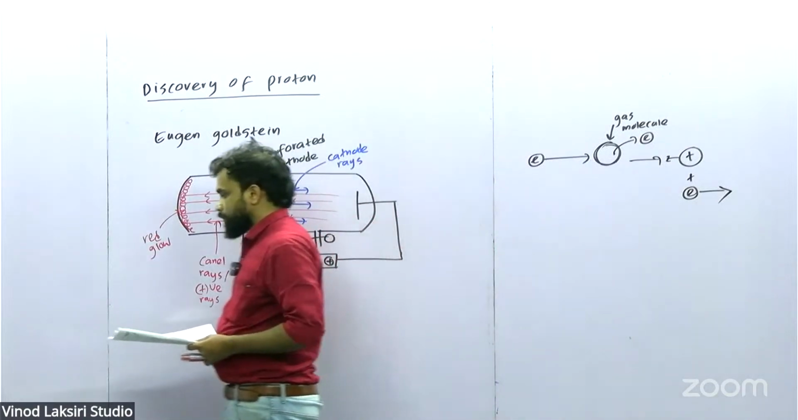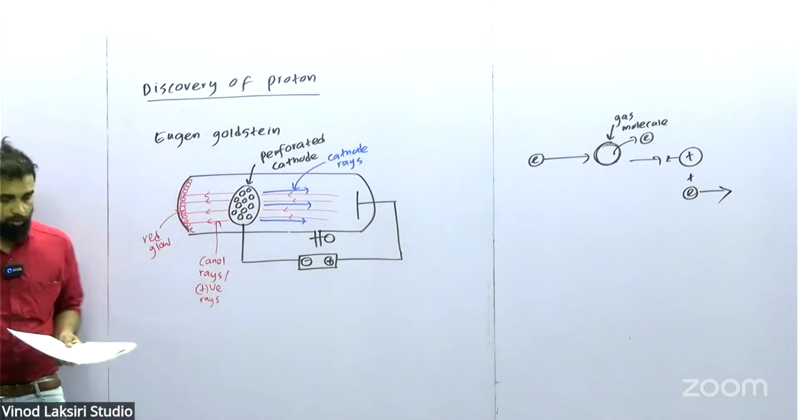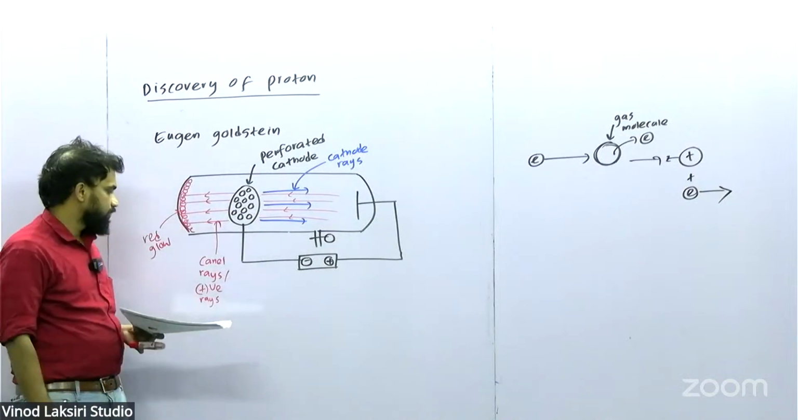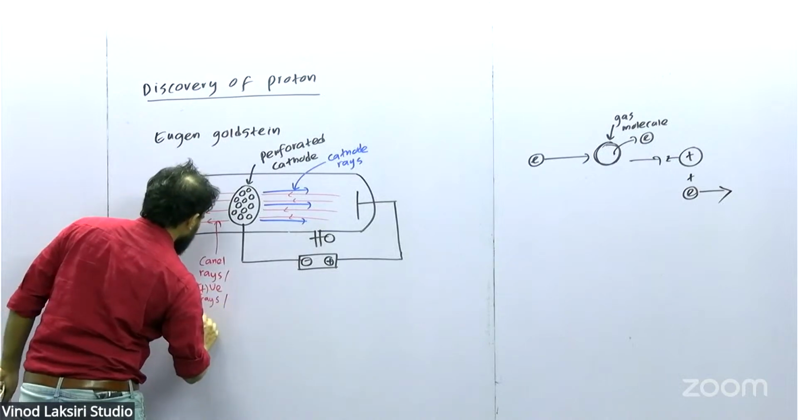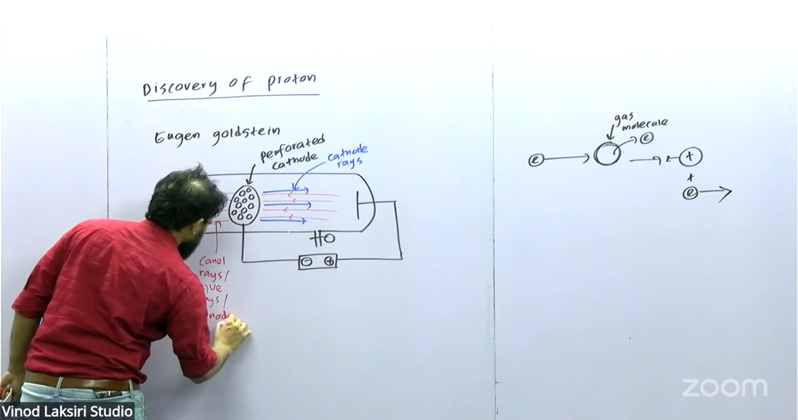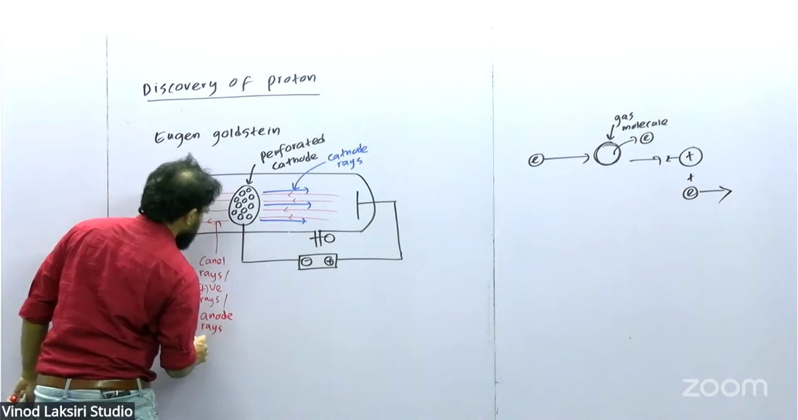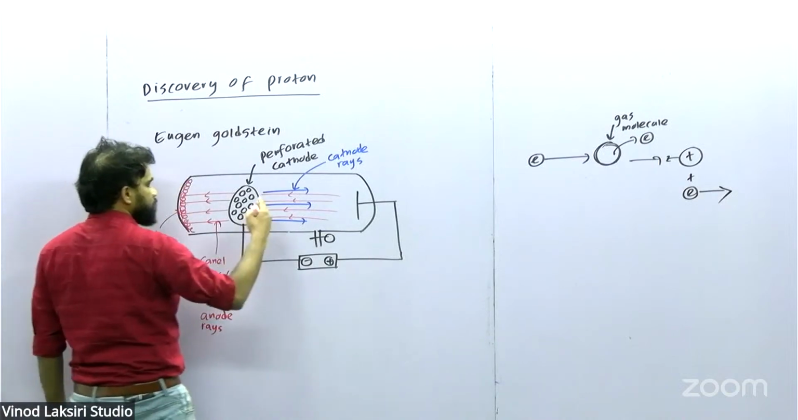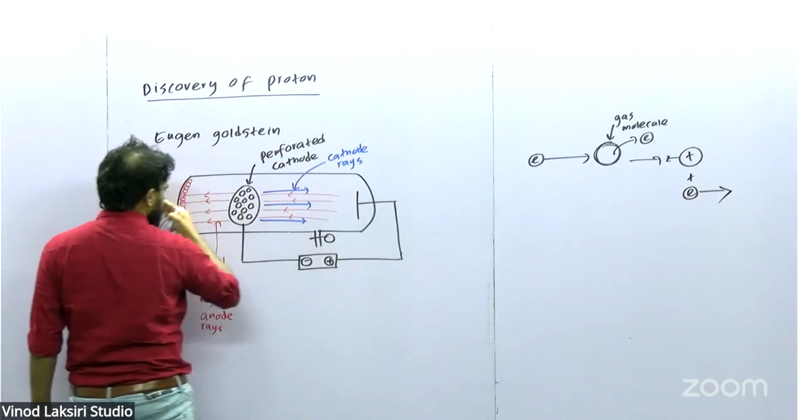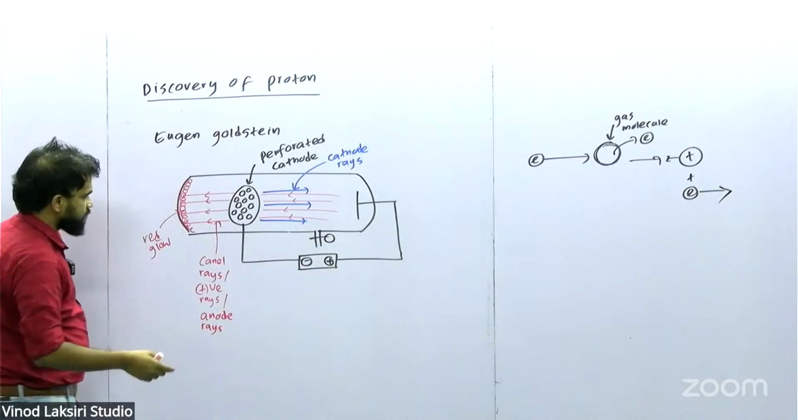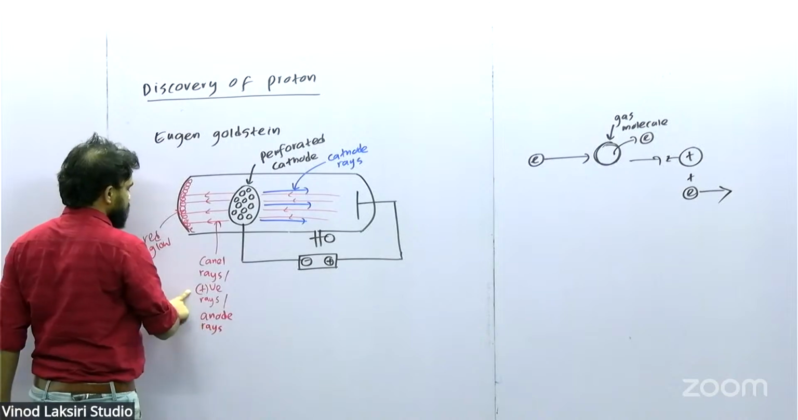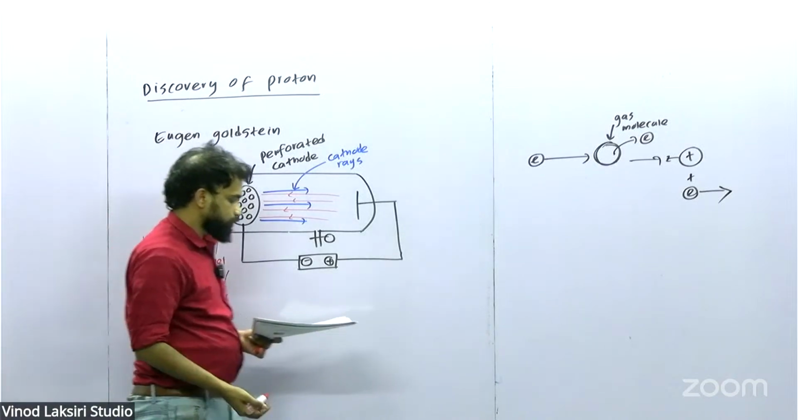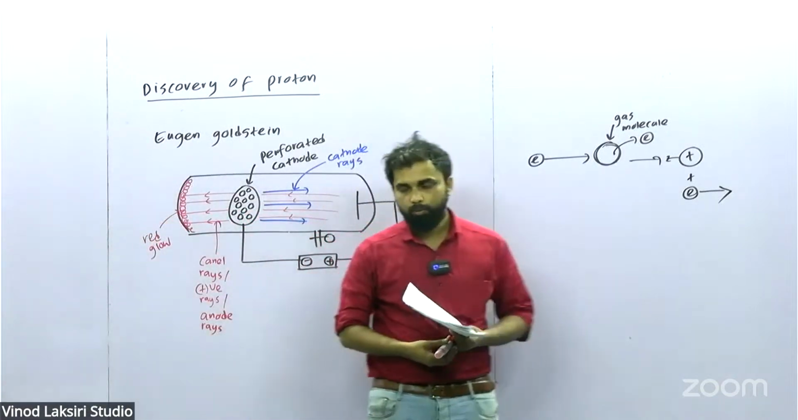So those are the properties of anode rays, so positive rays, otherwise canal rays, and there is another name, anode rays, right? These are known as anode rays because this radiation moves from anode to cathode. Therefore, anode rays, due to the moving of these canal rays, and due to the presence of positive charge, it is known as positive rays.